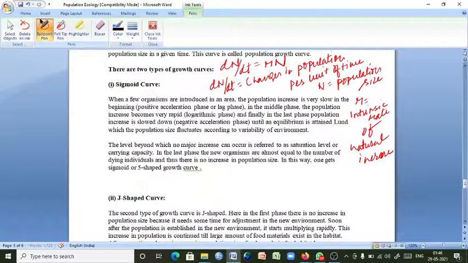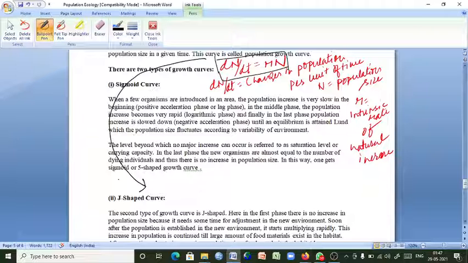So this equation, that is dN by dt equal to rN, actually indicates a condition where there is no environmental resistance or environmental restriction, and it forms a J-shaped curve, or this curve is known as exponential growth.